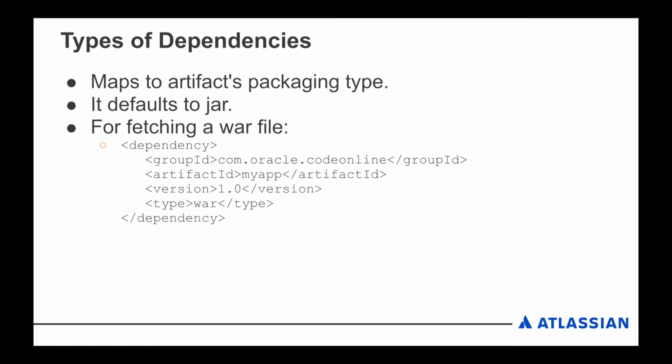Dependencies can have types, and the default value is jar. So if you want to fetch a war file, for instance, you can define the dependency with the type war.